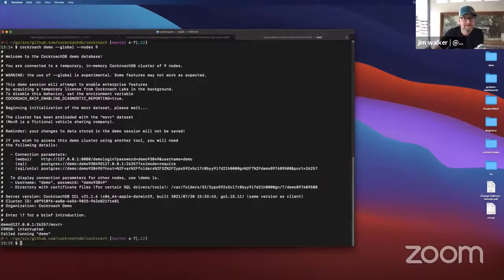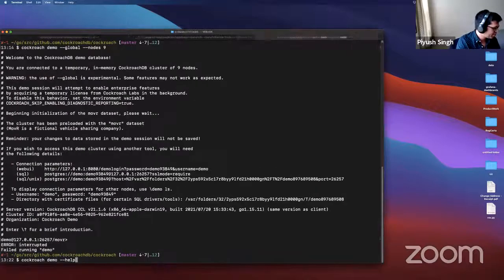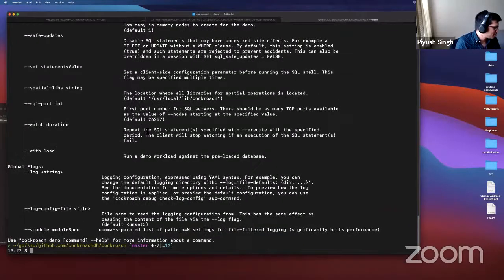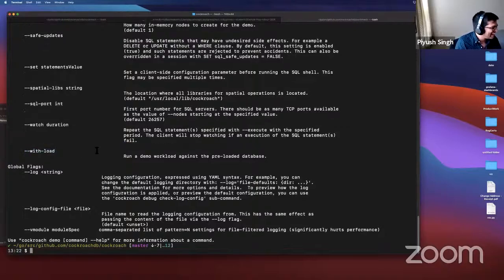So again, the thing to keep in mind is cockroach demo, a super useful tool, and our help text is also generally pretty great. So if I'm at a bit of a loss on what to do, all I have to do is run cockroach demo --help, and I can pick out, hey, look, there's this --with-load flag, which makes it really easy to turn on a workload in this cluster. So what I can do now is use cockroach demo.